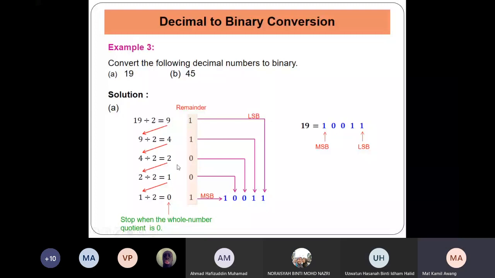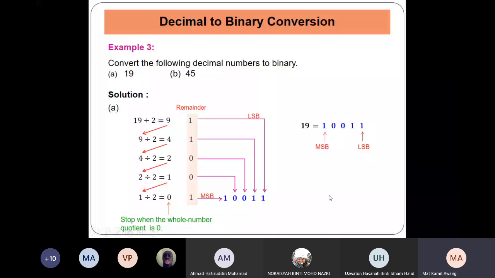Then after that, 4 divided by 2 is 2, the remainder is 0. 2 divided by 2 is 1, the remainder is 0. Then 1 divided by 2, the quotient is 0 and the remainder is 1. Then you stop since the quotient is 0. The first remainder is the least significant bit and the last remainder is the most significant bit. So you write 1, 0, 0, 1, 1. Therefore, 19 is equal to 10011 in binary.